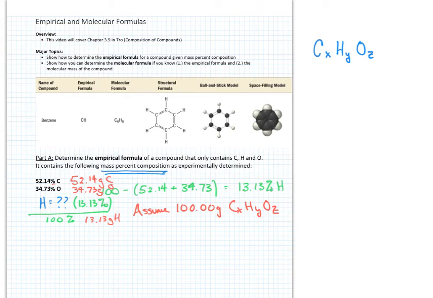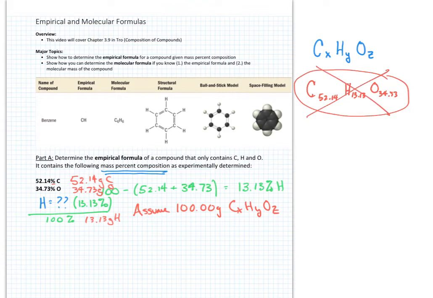Okay, so I want to show you something that's incorrect, and I want to show you why. So we're going to start with getting an understanding of what this formula really has to do with. 52.14 hydrogen, 13.13 oxygen, 34.73. And I want to tell you that this is incorrect, okay? And here's the logic behind this.